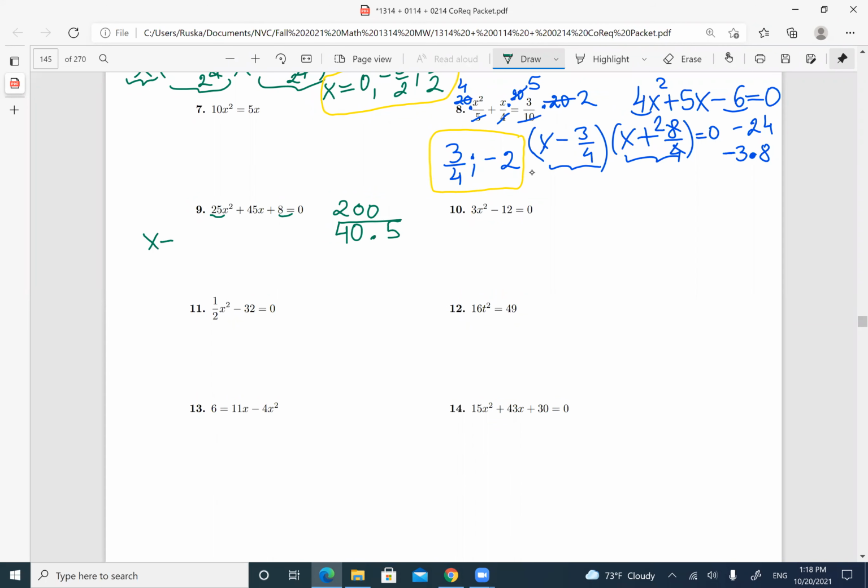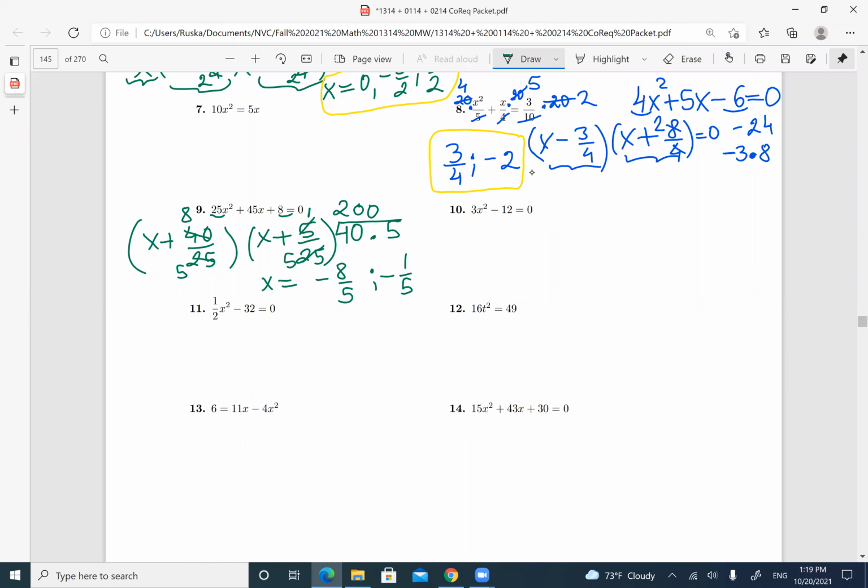So you're going to factor it like this. x plus 40 over 25. You have to reduce that, and x plus 5 over 25. So here you're going to reduce by 5, so it's going to be 1/5. The opposite of it, negative 1/5, is my solution. And for the other one, divide by 5 again. So it's going to be 5, and this is 8. So it's going to be negative 8 over 5.